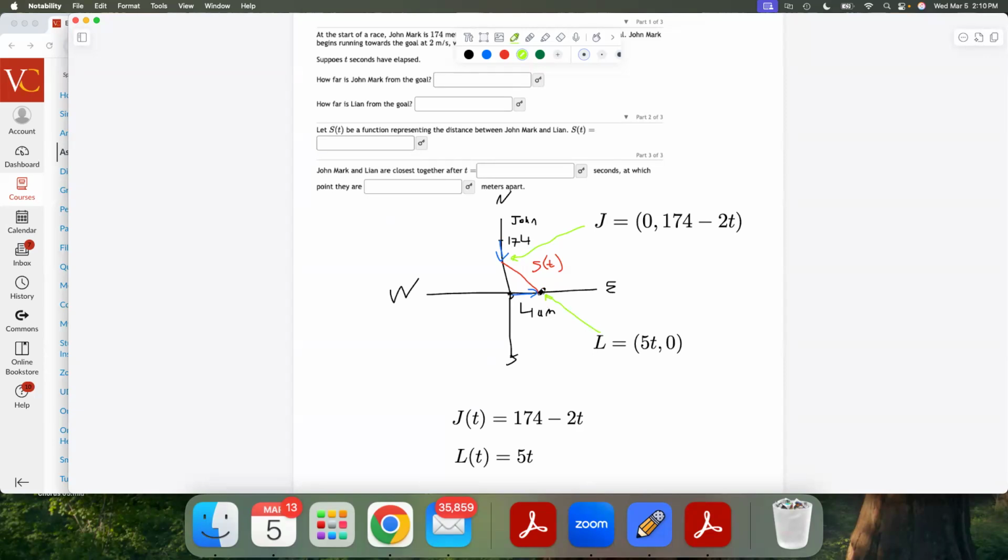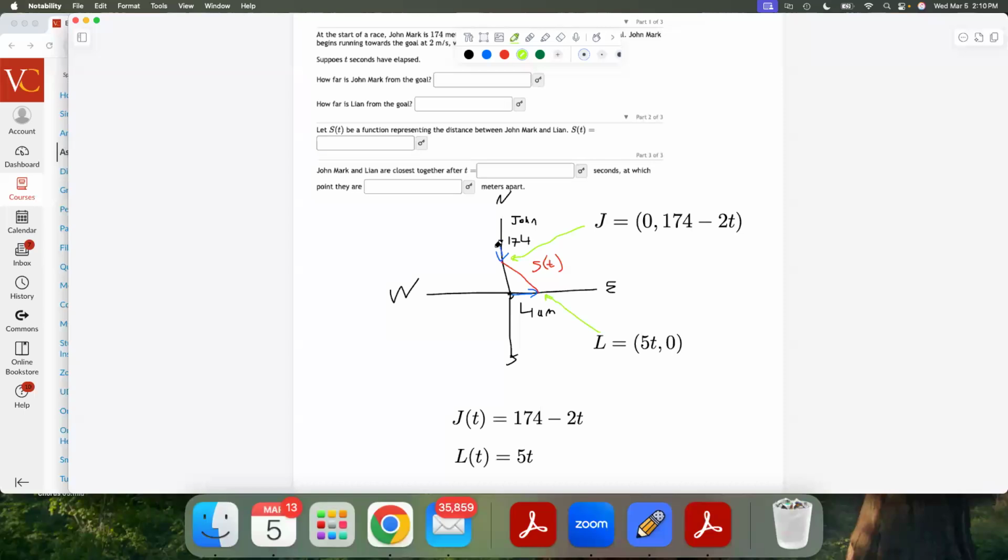Liam is running just east, so he's only increasing his x value. His y value will always be 0, and he's running at 5 meters per second. So at time t, he's moved 5t meters to the right. There's his new point. Now we want to write down the distance between them at time t. Again, we're just going to use the distance formula: change in x squared, change in y squared, take the square root of the whole thing.